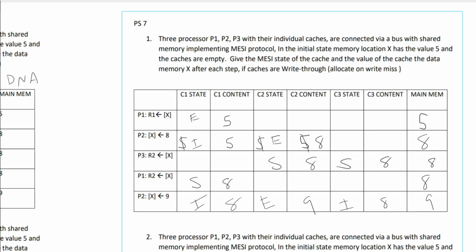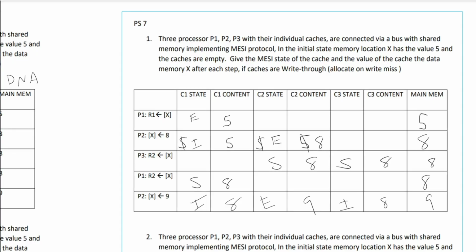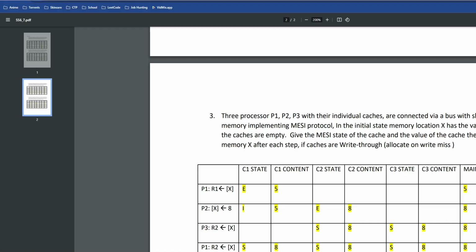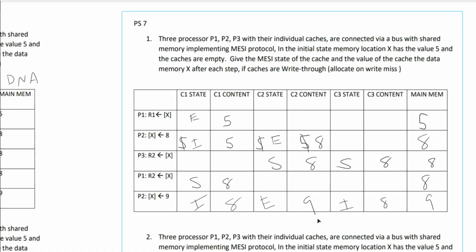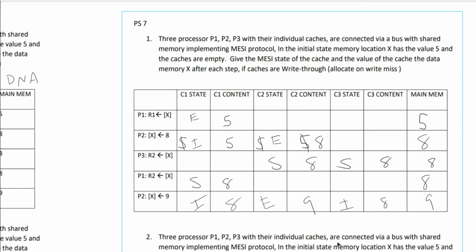Yeah, okay. 5. S to I, 5. S to E, 8. S8, S8, 8. Then they're all sharing it together. And then, yeah, they'll invalidate everything else. Okay.